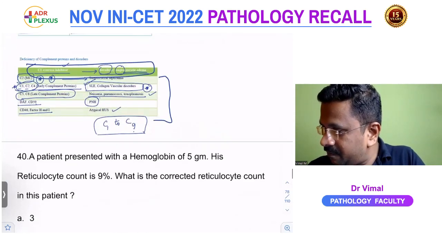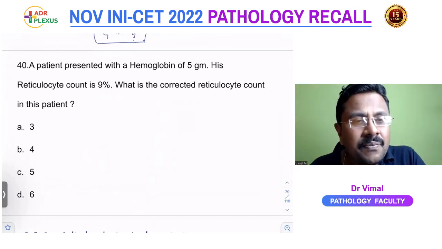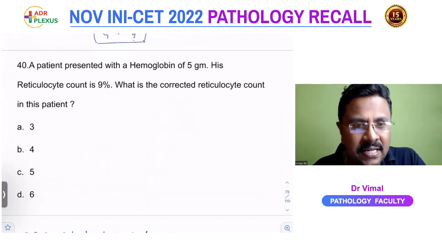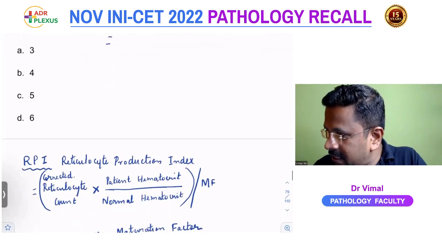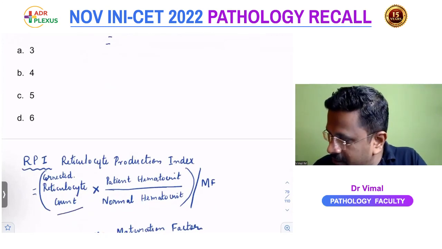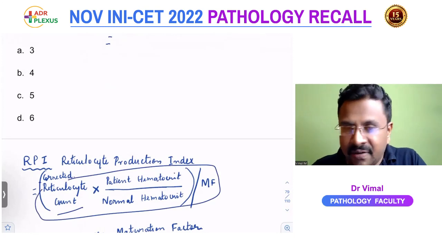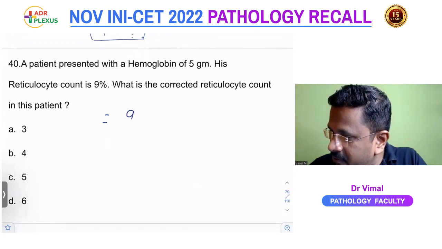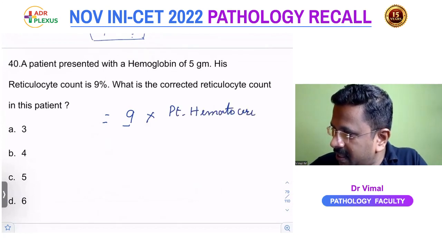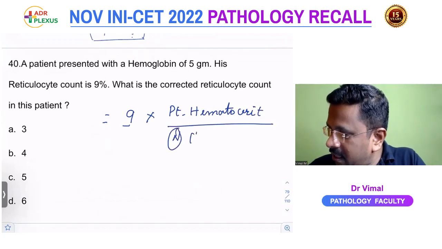C1 esterase inhibitor. A patient presented with a hemoglobin of 5 gram. His reticulocyte count is 9%. What is the corrected reticulocyte count in this patient? So the corrected reticulocyte count, as I told in your class notes, the formula is the reticulocyte count into patient hematocrit divided by normal hematocrit. So what is the reticulocyte count they have given? Reticulocyte count they have given is 9, into patient hematocrit by normal hematocrit.